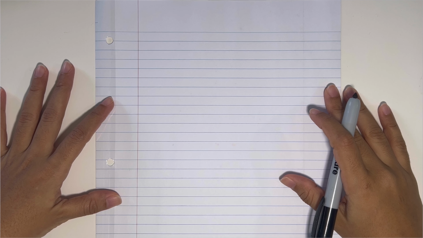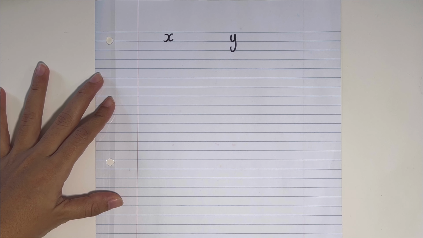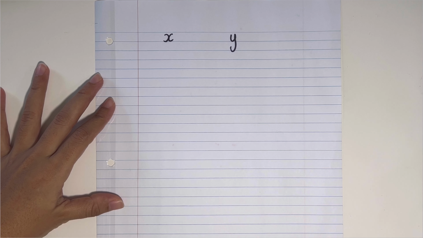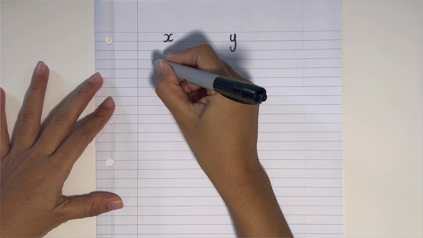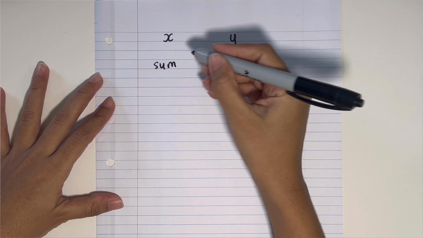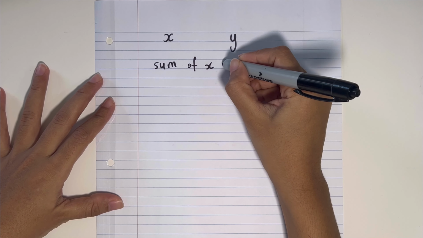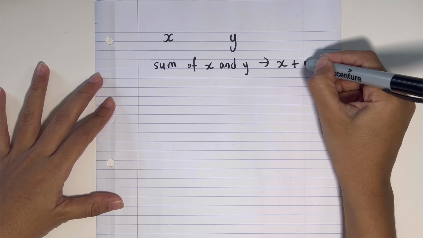And for the purpose of this lesson, I'm going to think of two numbers and I'm going to call them x and y, right? So let's say I have two numbers. Now, x could be any number, y could be any number. But for the purpose of this lesson, I'm just going to use x and y to represent two numbers. And if I want to talk about the sum of x and y, well, you may know that the sum of anything means add, right? So if I talk about the sum of x and y, I am referring to x plus y.